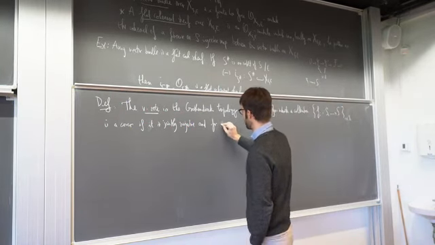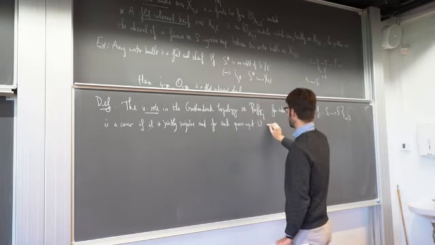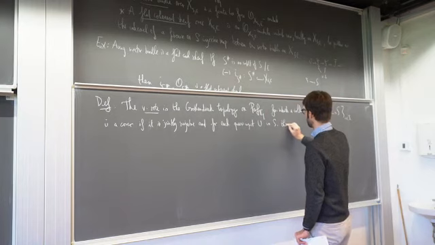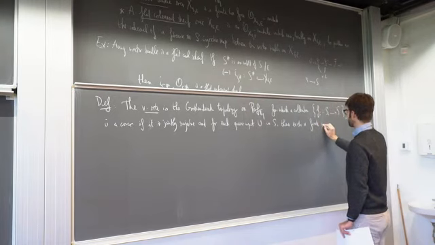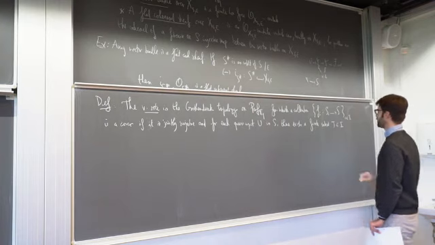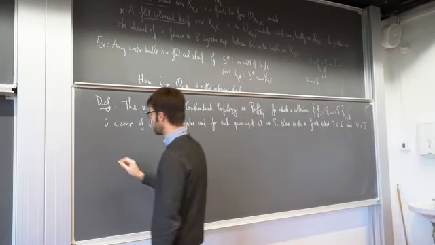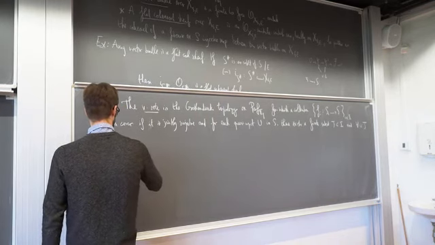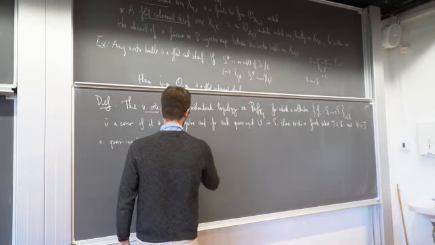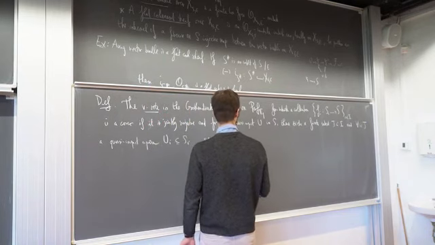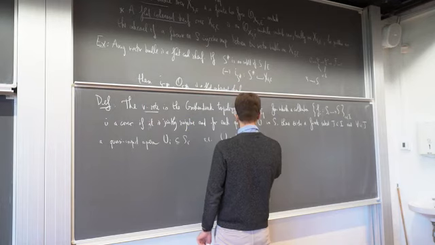But I put a condition that for each quasi-compact open U in S, we want that there exists a finite subset J in I, and for each i in this finite subset J, some quasi-compact open U_i in S_i, such that the images of these U_i cover U. U is the union over i in J.